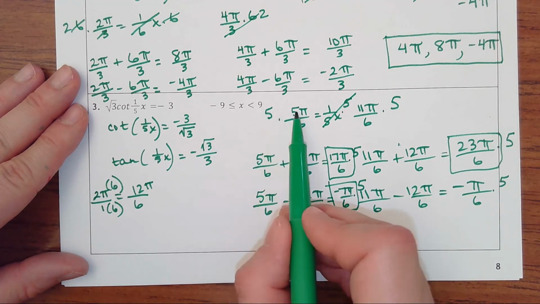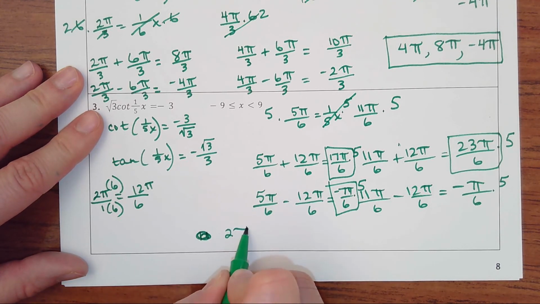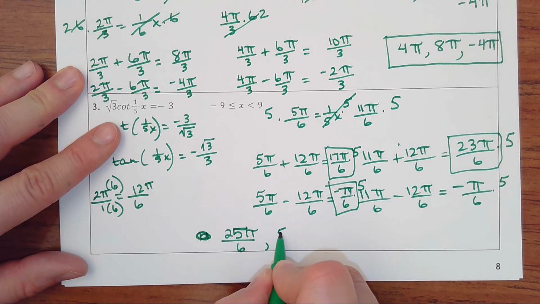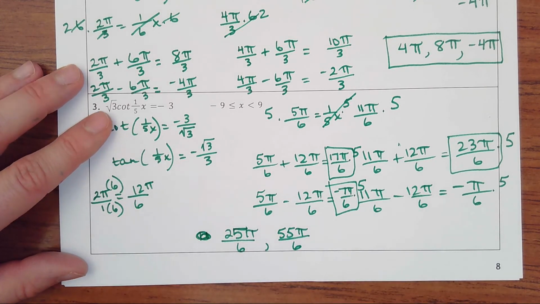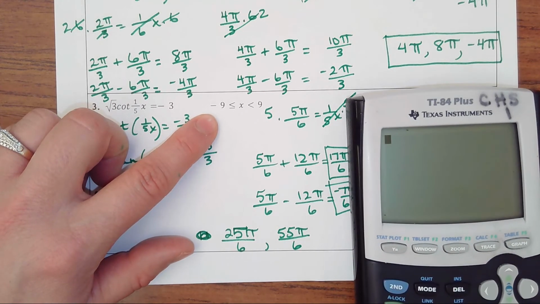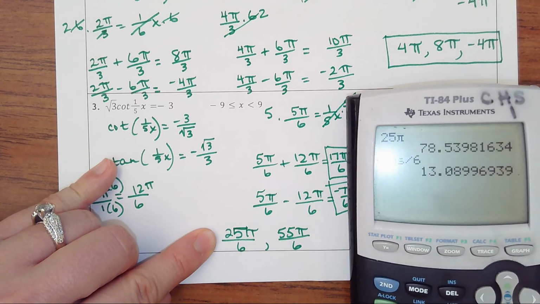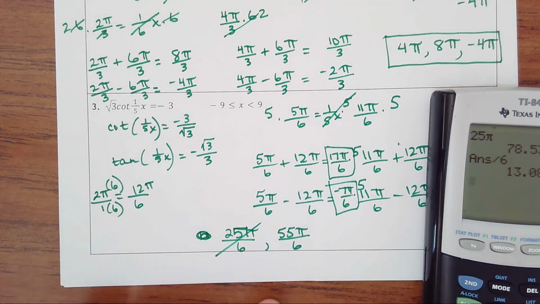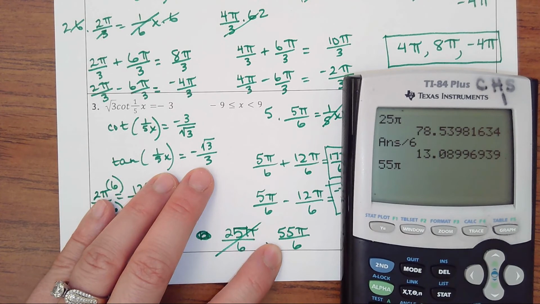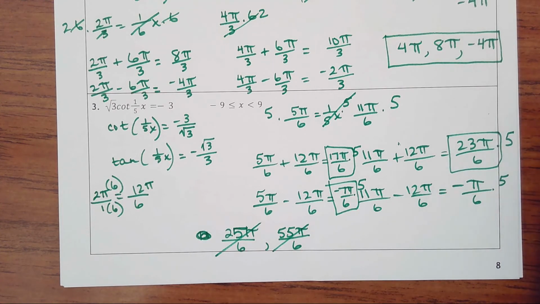Okay, so then here I would get 5 times 5 is 25 pi. Oh my goodness, 25 pi over 6. I would have 55 pi over 6. Let's just see what those are. So notice how they have pi in the answer, but yet we're trying to compare it to just regular numbers of negative 9 to 9. So I'm going to take 25 pi divided by 6. What is that? That's 13 point something. So actually that one's out. Let's try this one. 55 times pi. Remember pi is 3.14 divided by 6. 28. That one's out. So let's try our other ones.